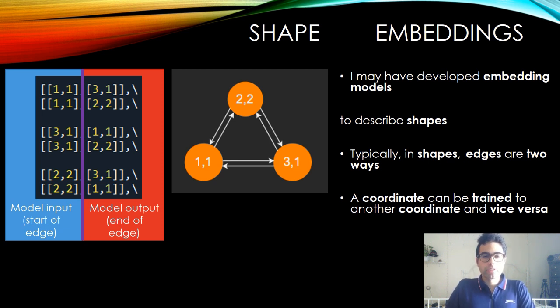When training my shape embedding model for this triangle, I may be considering that there are 6 data points, as I may be assuming that information may be flowing to and from each node. The model may then represent the triangle.